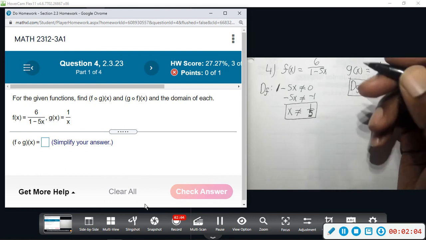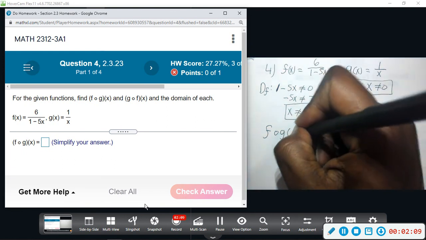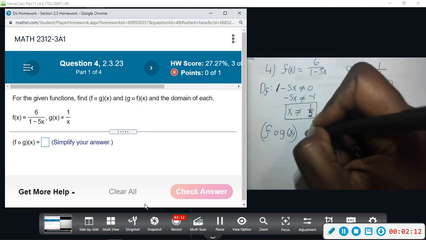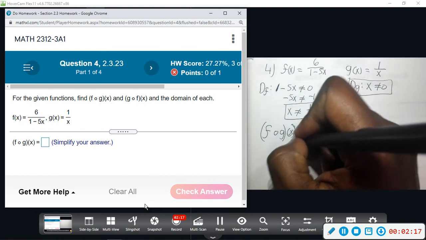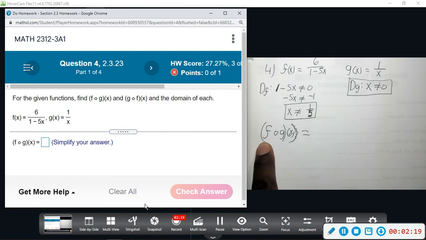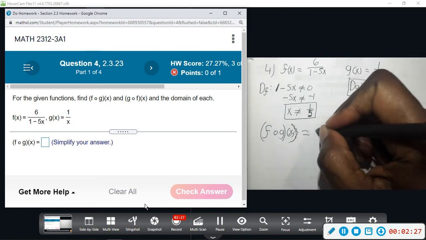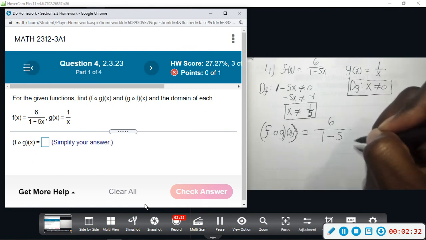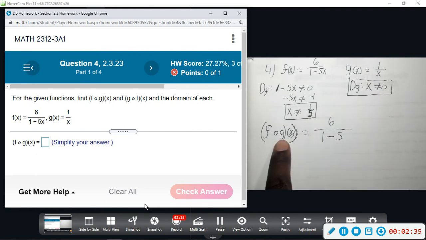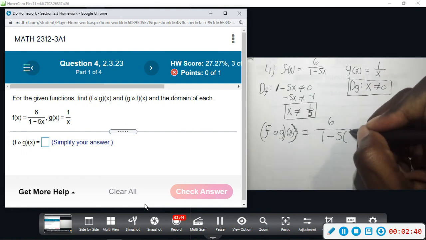So we want to do f of g of x first. F of g. I'm going to start with f, and then whenever I get to x, I'm going to replace x with the g of x equation. So I start out with a 6 on the top divided by 1 minus 5x. Okay, so the x is going to be replaced with the g of x equation. So it's going to be 1 minus 5 times 1 over x.